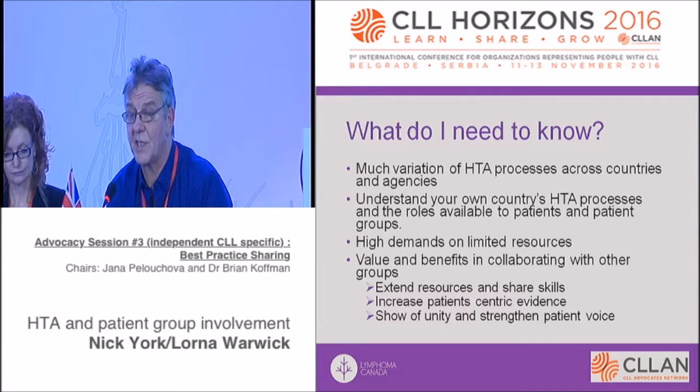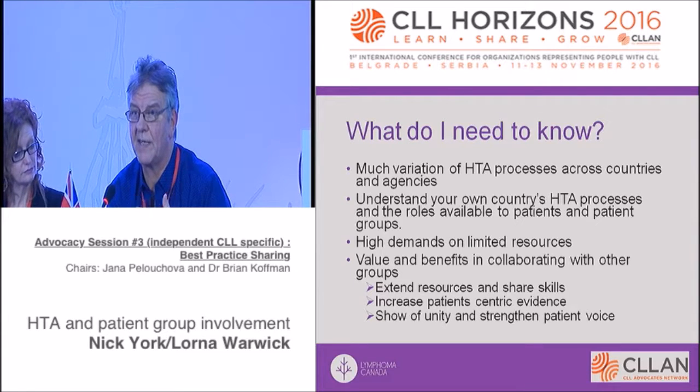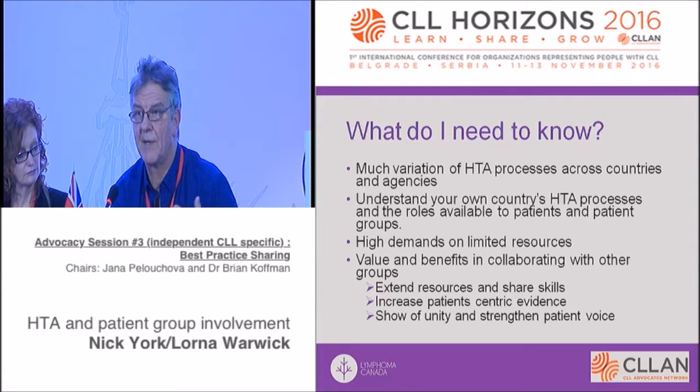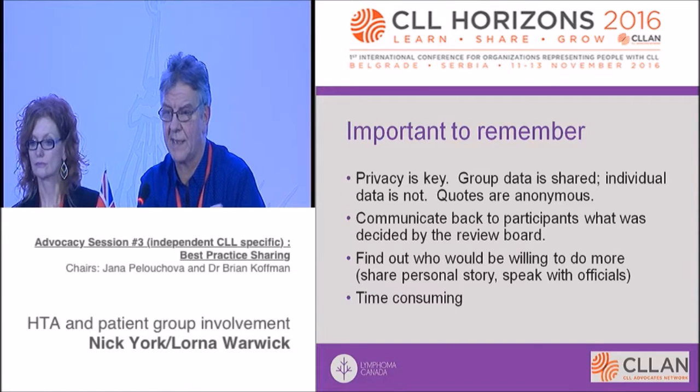It also helps to show that there is unity of opinion, and it strengthens the patient voice. So you don't have to undertake this on your own. We are all leaders of groups that represent the CLL population. We can collaborate together to assist with this. And I'm going to quickly whiz through if I can get this to work.